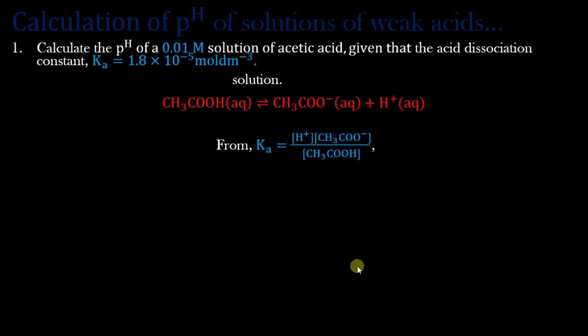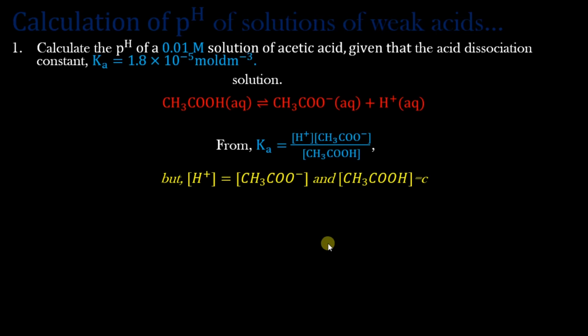From there we obtain the Ka expression: the molar concentration of hydrogen ions times the molar concentration of acetate ion divided by the molar concentration of acetic acid, giving us the Ka. Assumption 1, the molar concentration of hydrogen ions is equal to the molar concentration of the acetate ion, because they are produced in the ratio of 1 to 1. Assumption 2, the molar concentration of the acetic acid remains almost constant, equivalent to the original amount, which could be C, that is 0.01 molar, because the acid is weak and only slightly dissociated, which means most of it remains almost unionized.